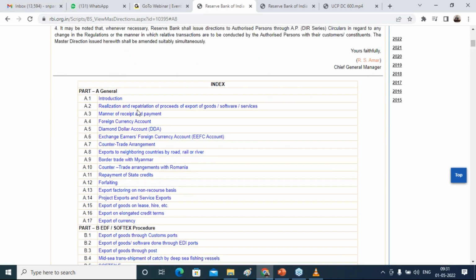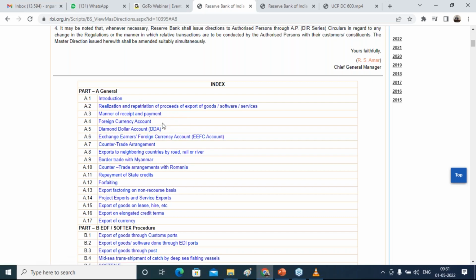For example, the introduction, then realization and repatriation of the proceeds. When you are doing exports, within what period we have to get the realization is very important from the RBI side, meaning the FEMA regulations. If not realized, they also mention the remedies. Then the manner of receipt of the payments. These two are very important. These we'll discuss, and to some extent we can also discuss the foreign currency account.